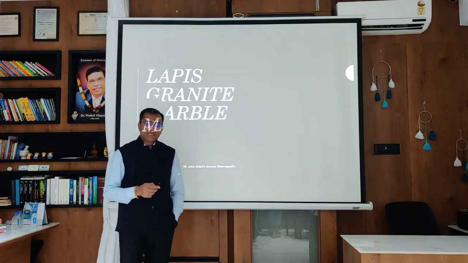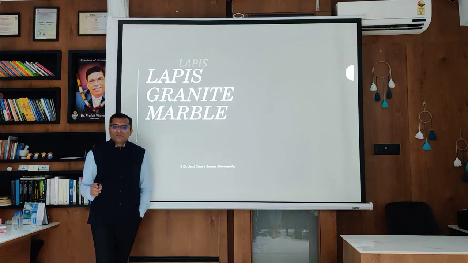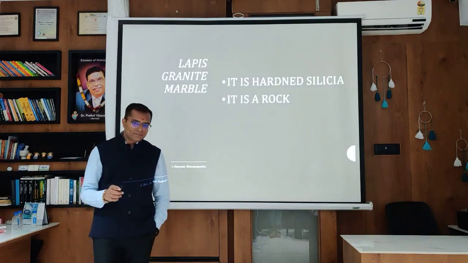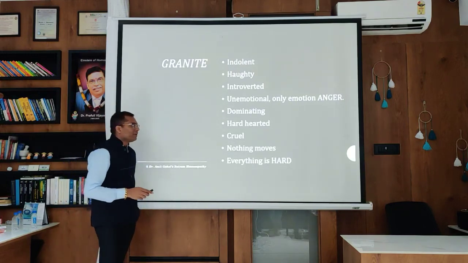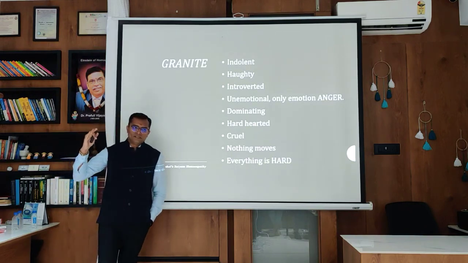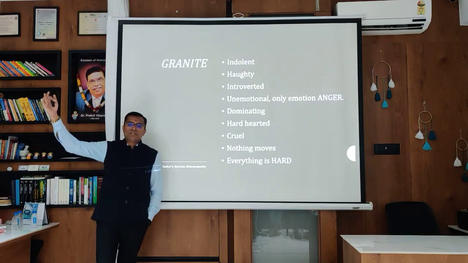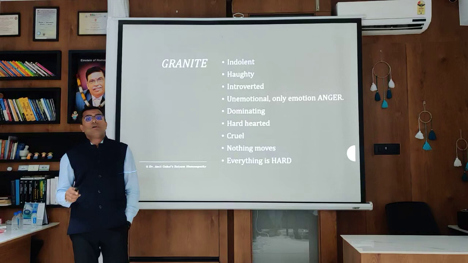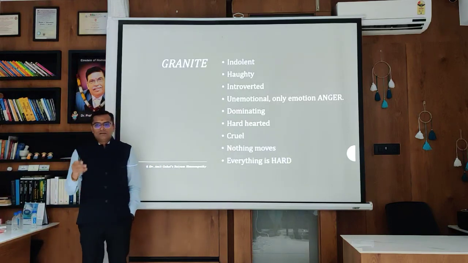Another carbon is lapis: granite, marble. So what is lapis granite, marble? It is hardened silica. It is a rock. Granite's very important aspect at the mental level is that it is very indolent but a very haughty kind of personality. All the carbons are timid, but granite is very haughty. Haughty, introverted, unemotional. The only emotion is anger.